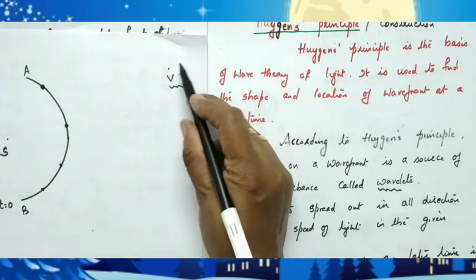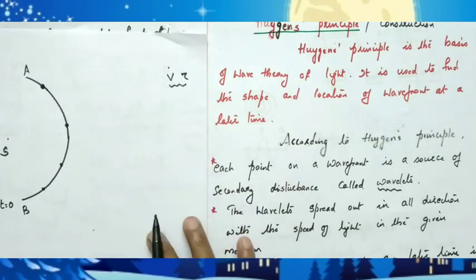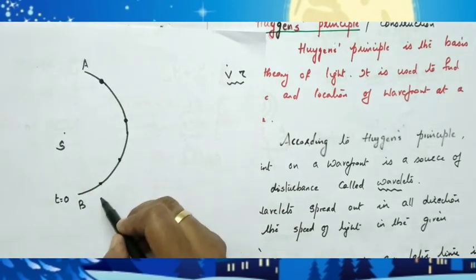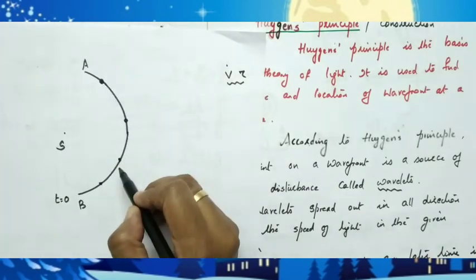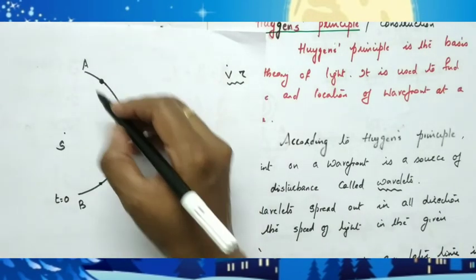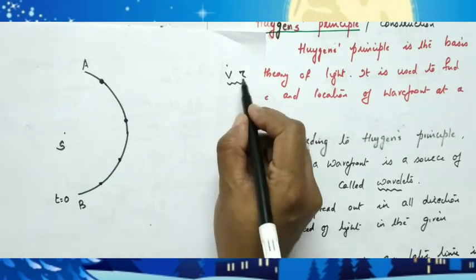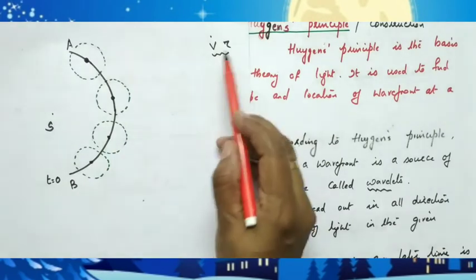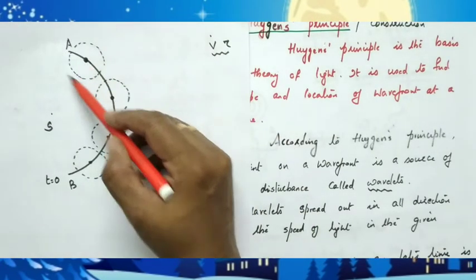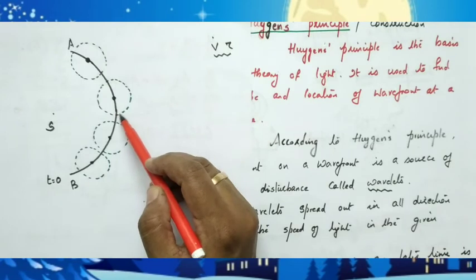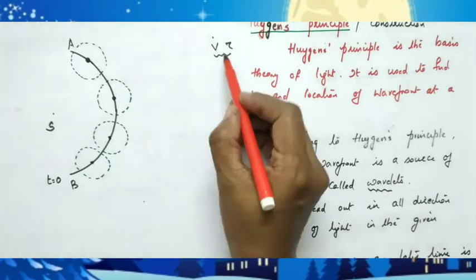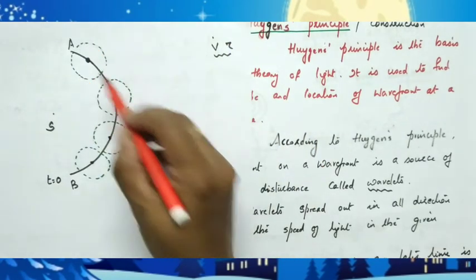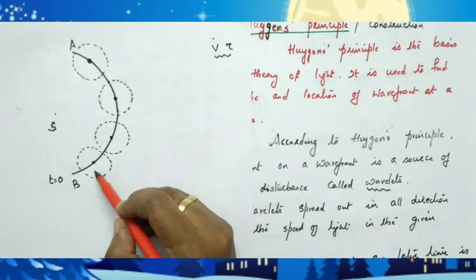Taking this v tau as radius, we can construct some spheres from these secondary sources of disturbance. What is the radius of the sphere? The radius of the sphere is v tau. So like this, with v tau as radius, we can draw a number of spheres. These spheres are called wavelets. So with v tau as the radius, draw a number of spheres, keeping these secondary sources of disturbance as the center.